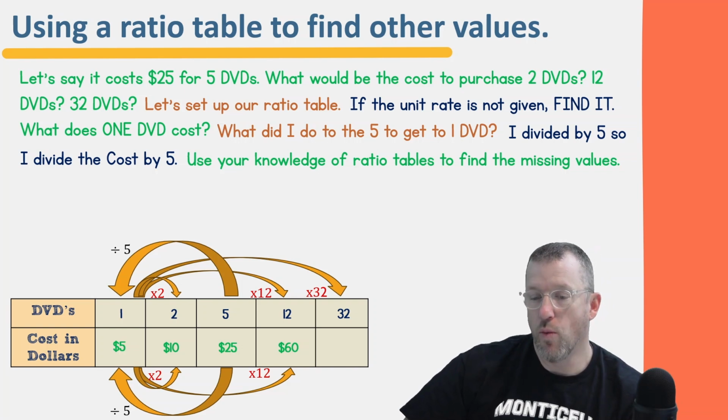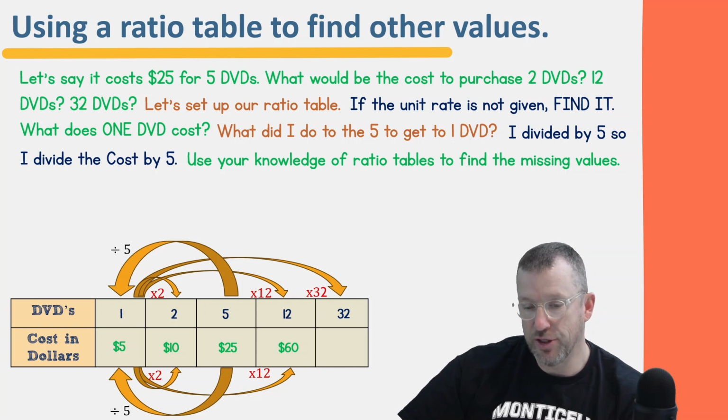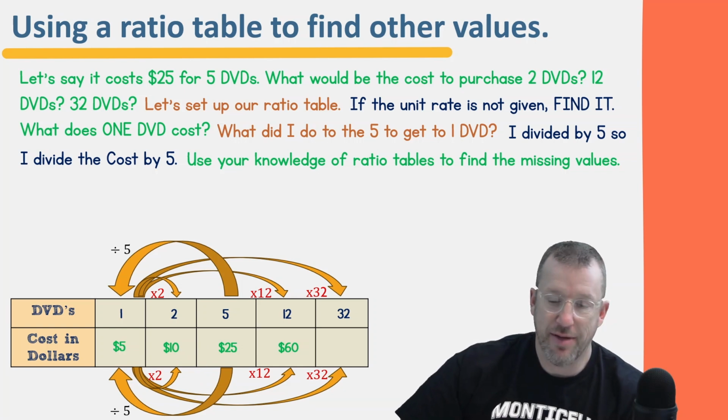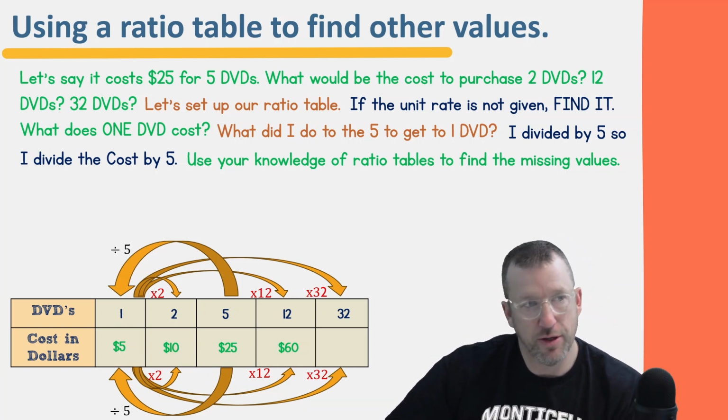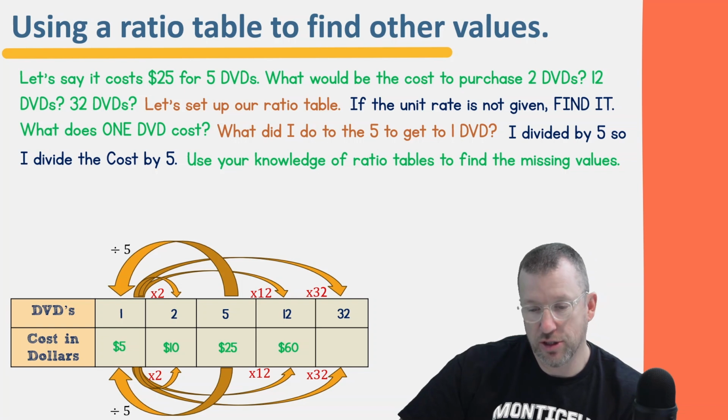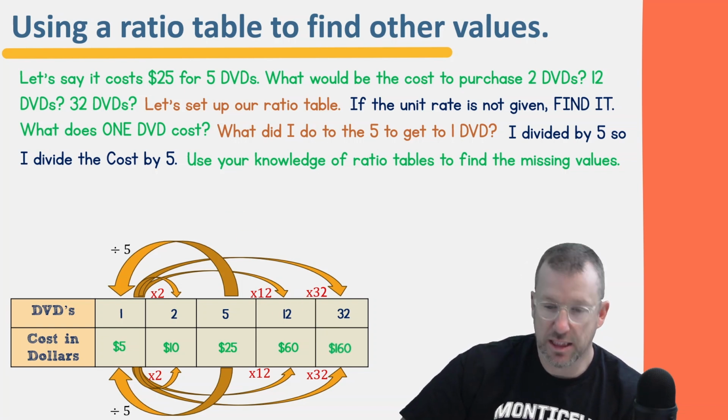How did I get from the 1 DVD to 32 DVDs? Well, I multiplied by 32. So that means I have to multiply the 5 by 32. And I'm not going to write this out and do the whole thing. If you're allowed to use a calculator, use it. If you're not allowed, solve it on your piece of paper. But I'll go ahead and tell you, it equals 160 bucks.